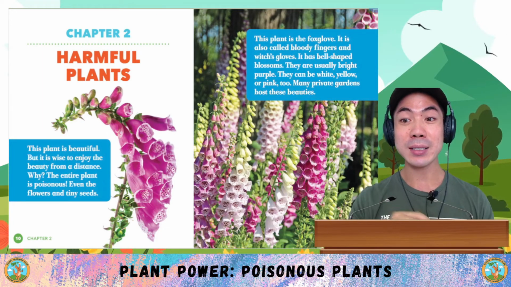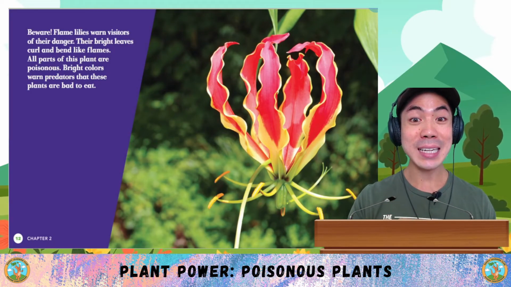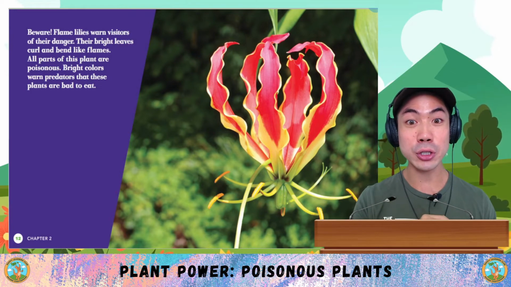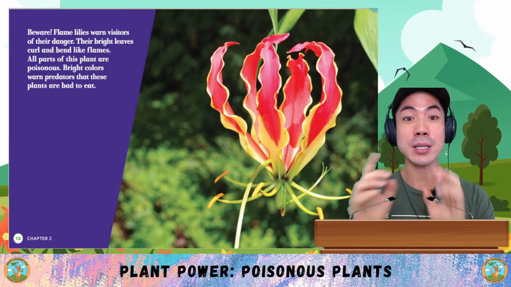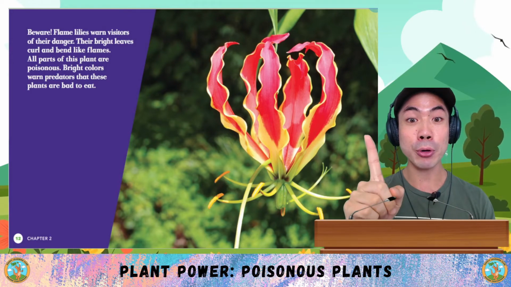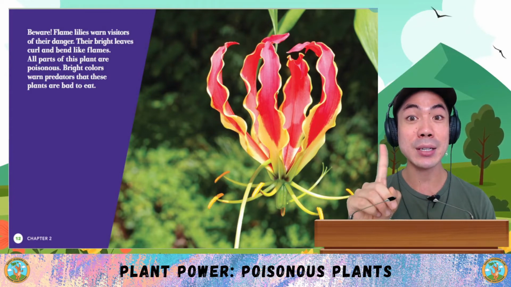Many private gardens host these beauties. Beware! Flame lilies warn visitors of their danger. Their bright leaves curl and bend like flames. All parts of this plant are poisonous. Bright colors warn predators that these plants are bad to eat.